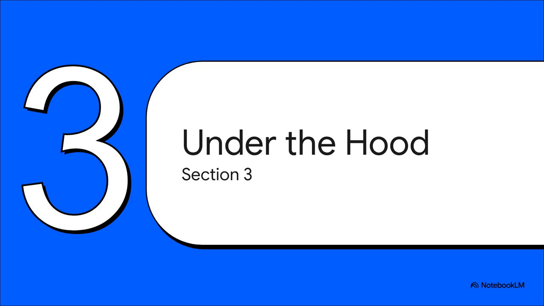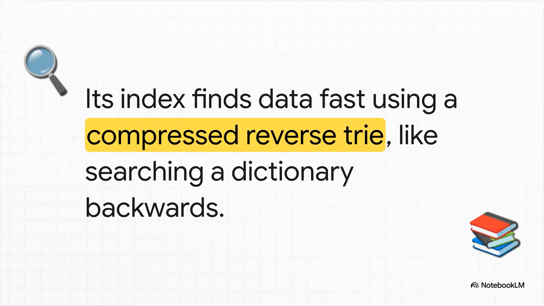All right, you ready to pop the hood and see how this thing actually works? I promise, we'll keep it simple, no crazy jargon. So, finding the data you need super fast is the first piece of the puzzle. StreamDB uses this really clever indexing method. Now, don't worry about the technical name. Just imagine you're looking up a word in a dictionary, but you're doing it backwards, from the last letter to the first. It sounds weird, but for a computer looking for a file path, it's an unbelievably fast way to pinpoint exactly what it needs.